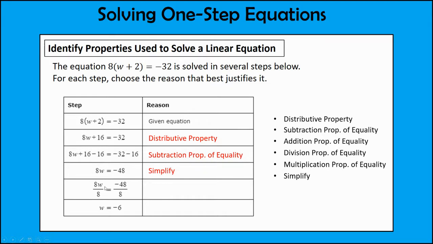Okay. From step 4 to 5, what are we showing here? Well, we want to make the coefficient of this variable become a 1, so we're dividing both sides by 8. 8 divided by 8 is 1. That's why we did it. So we're going to use the division property of equality. And then, like I said, 8 divided by 8 is 1, so that's 1W. Negative 48 divided by 8 is negative 6, and that's just simplifying.